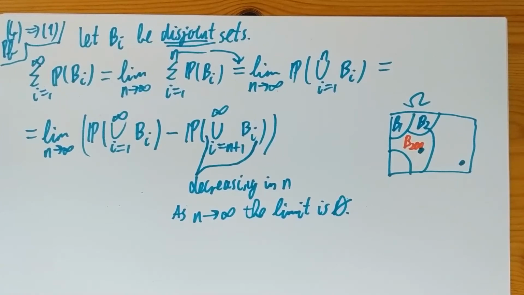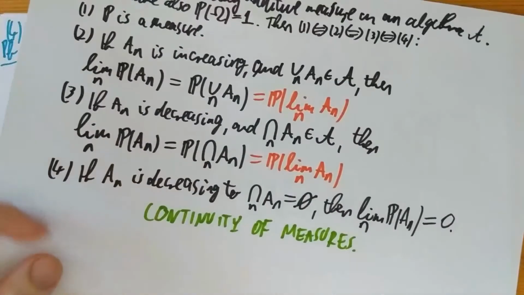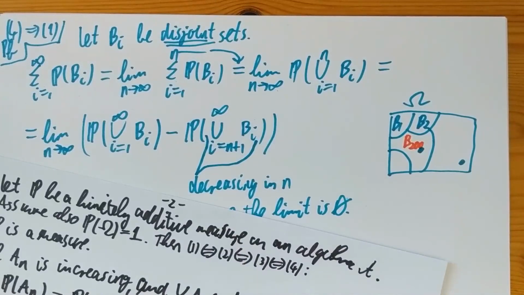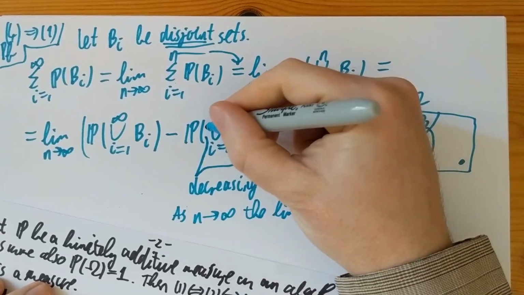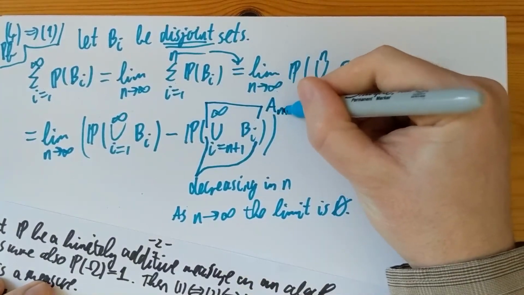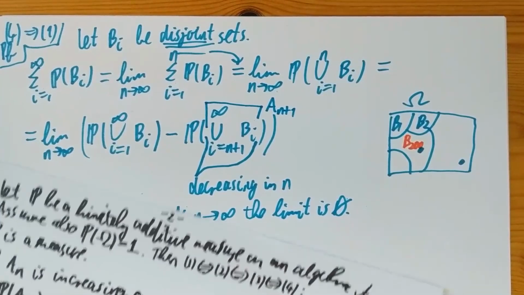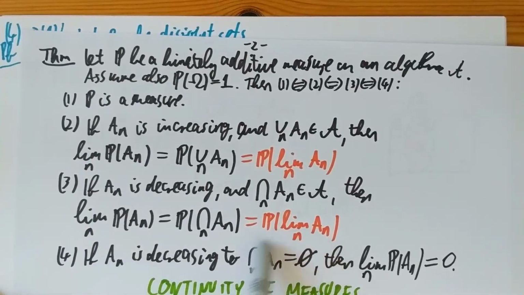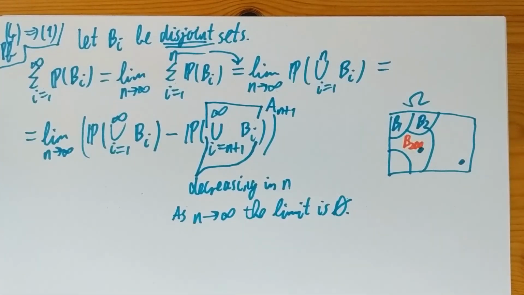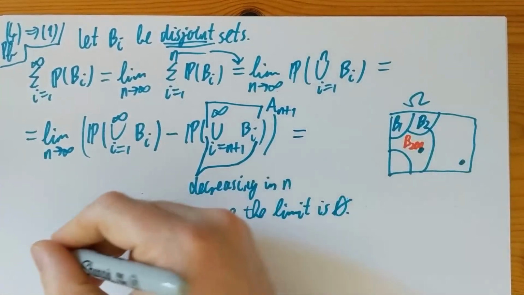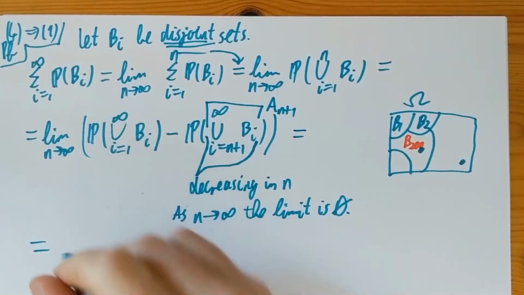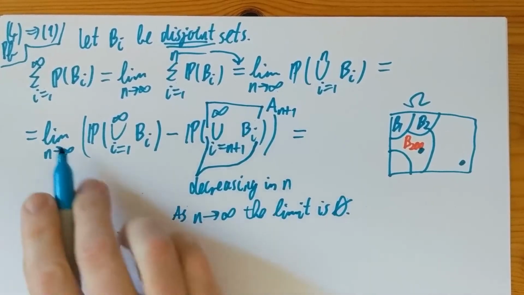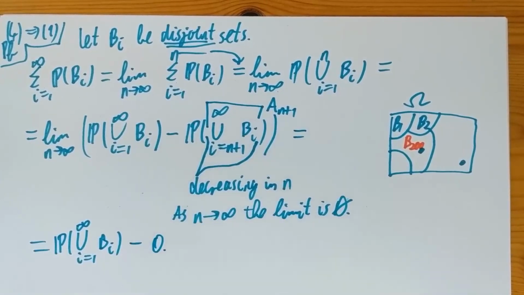So I can actually apply my assumption, which is statement 4, on this union, which I'm going to call A_{n+1}. It's a decreasing system. It goes down to the empty set. So I can apply number 4, which says that the limiting probability is 0. And so when I apply my limit, as n goes to infinity, there is no n in the first part. So it's going to be the union of the B_i's. And when I apply the limit on this, I just get the number 0 here.